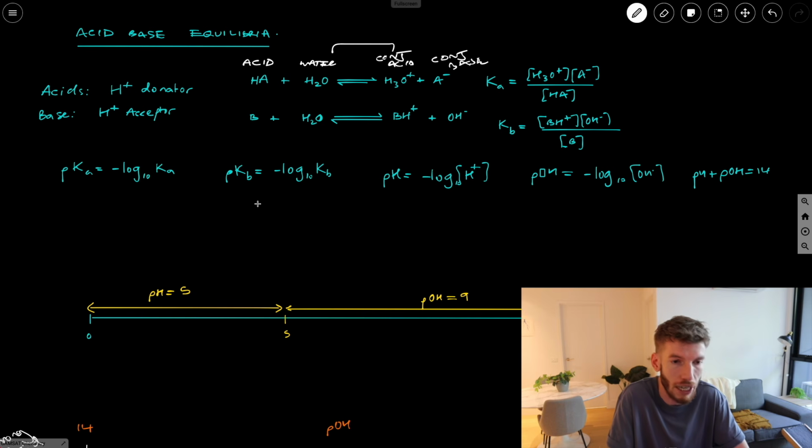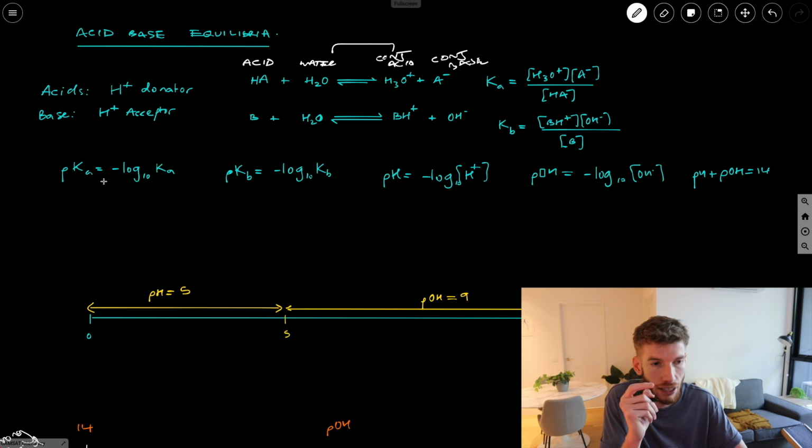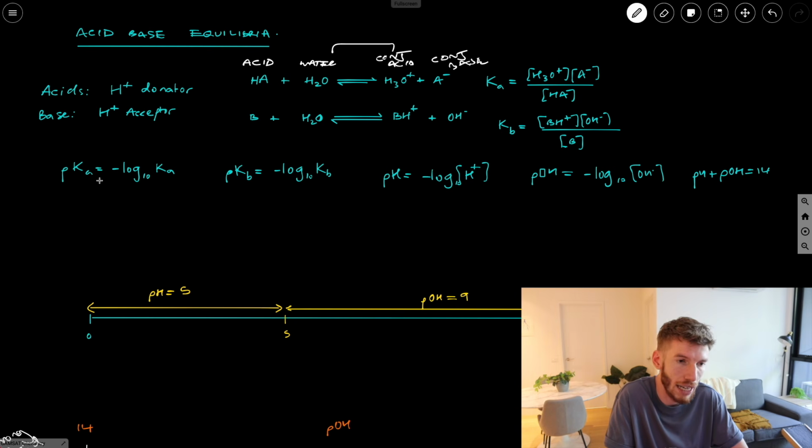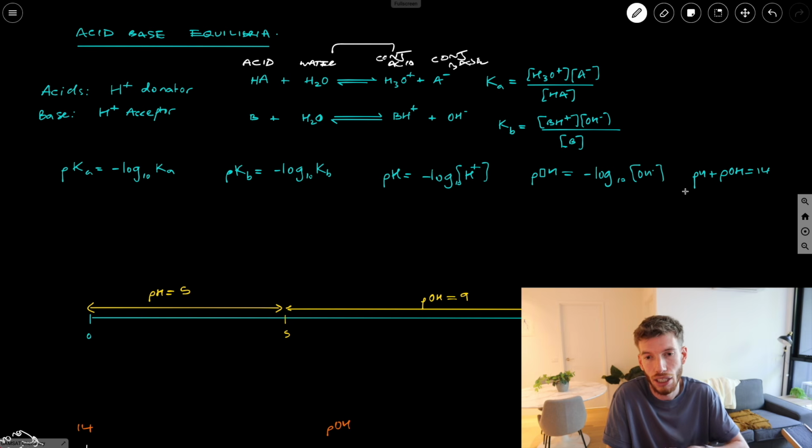And then some P values. P just means negative standard log of that value, mathematically. So the pKa is the negative log of Ka. The pKb is the negative log of Kb. The pH is the negative log of the H concentration. pOH is the negative log of the OH concentration. And we can also say that pH plus pOH should add up to 14, because that is the pH scale.